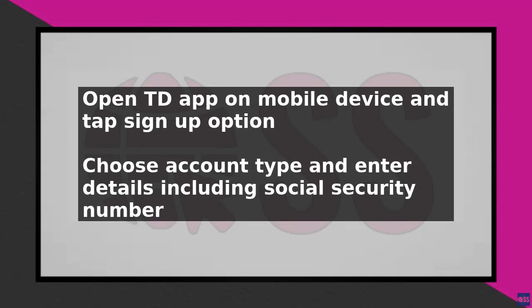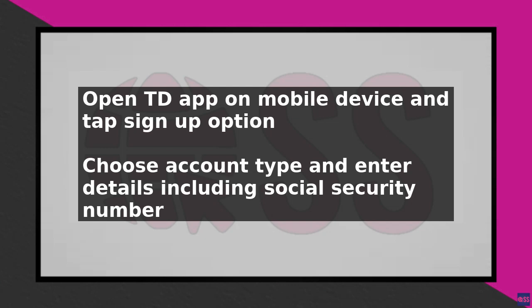To enroll in online banking with TD Bank, start by opening the TD app on your mobile device. On the home page, tap the Sign Up option. Next, choose your account type, which may be personal, small business, or both.